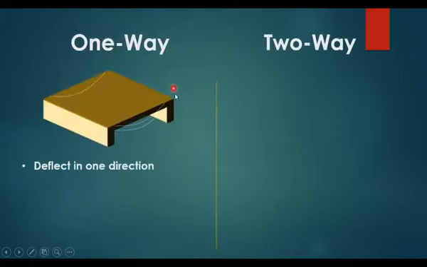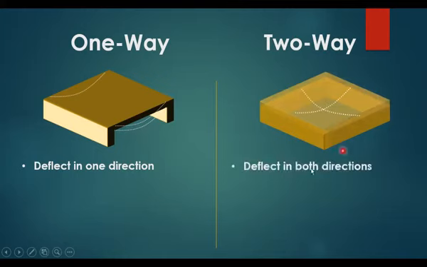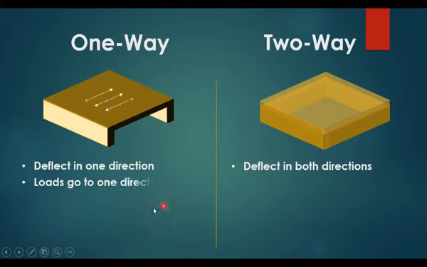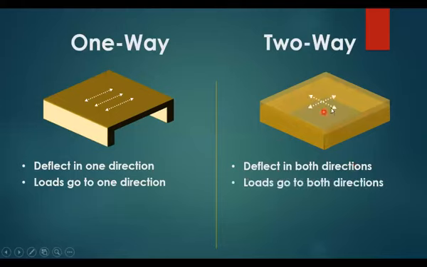In one-way solid slabs, they deflect in one direction, as you can see here. However, for two-way solid slabs, they deflect in both directions. For one-way solid slabs, loads go to one direction only. However, for two-way solid slabs, loads go to both directions, as you can see here.